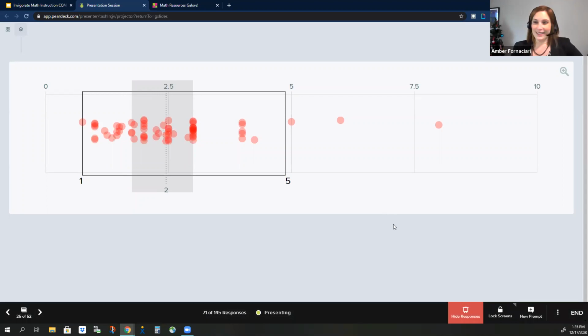Now, you might not want that, but here you go. You can automatically see where the students are. You can also see the range. Someone over here has guessed 7.5, and you can see where the outliers are. It's just an awesome teaching tool.